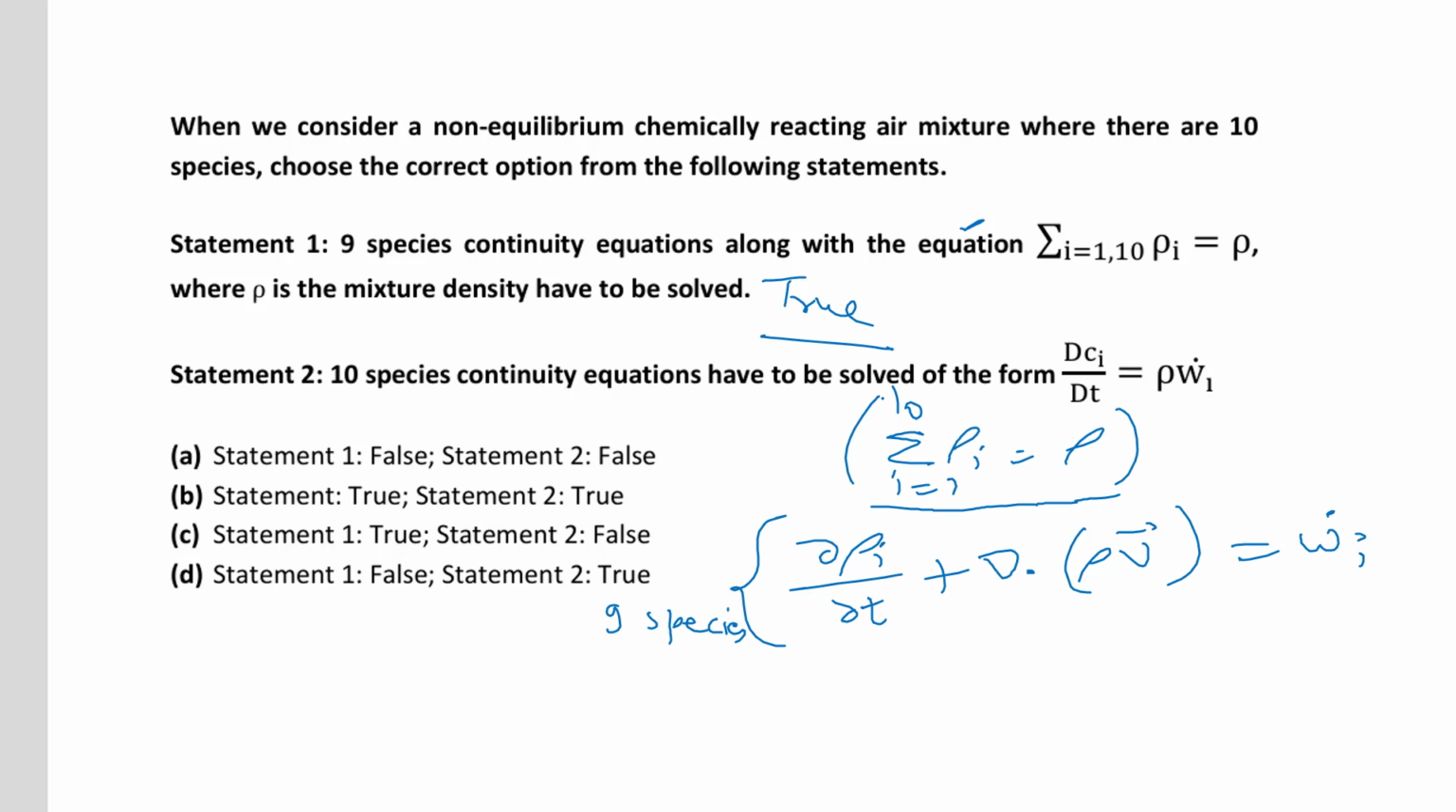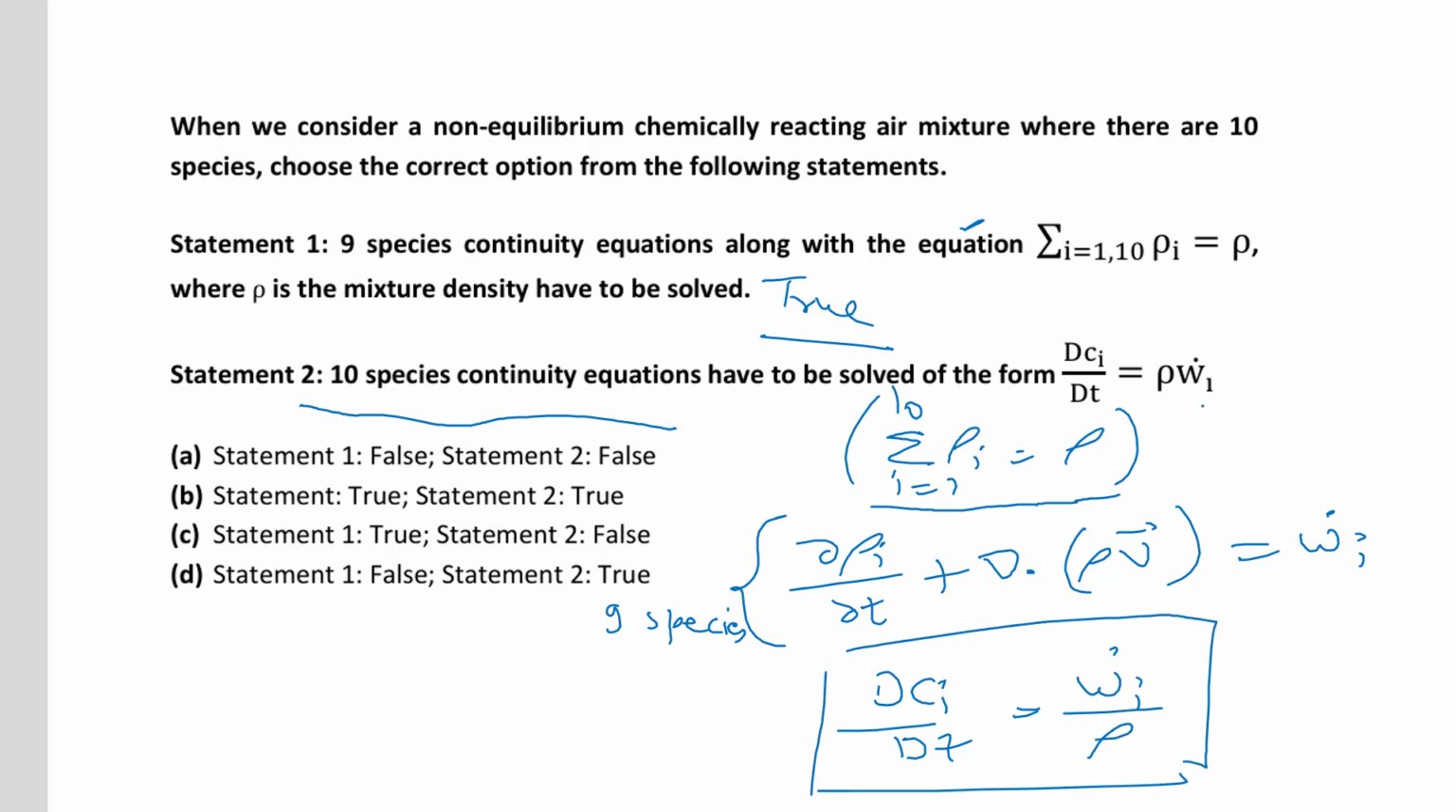species continuity equations have to be solved of the form d c i upon dt equal to rho w i dot. First thing, which I already told, is that we don't solve 10 species continuity equations. We use one constraint, sigma i equal to 1 to 10, rho i equal to rho. And the second thing is that the correct form of the equation is d c i upon dt equal to w i dot upon rho. And this form itself is wrong, that's why this statement will be false. So the correct option will be option C, which says statement 1 true and statement 2 false.